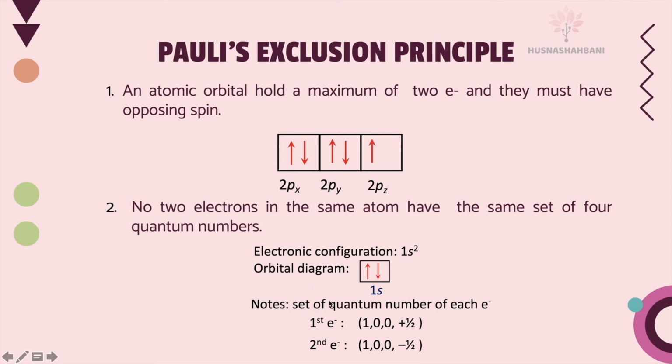Note the set of quantum numbers of each electron. No two electrons have the same set of four quantum numbers. We have n, l, m, s. This is one set of quantum numbers, so no two electrons have the same set. If they have the same n, same l, same m, they must have a different value of s. So the first electron has positive half, the second electron has negative half.